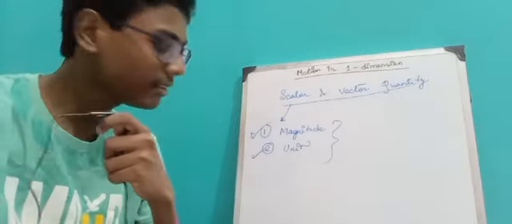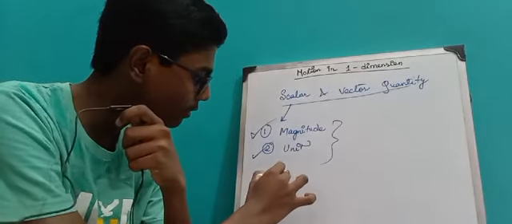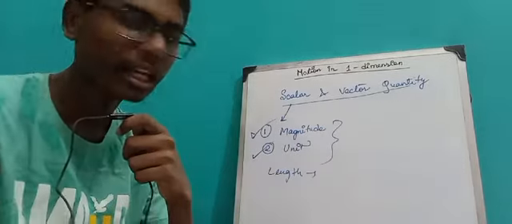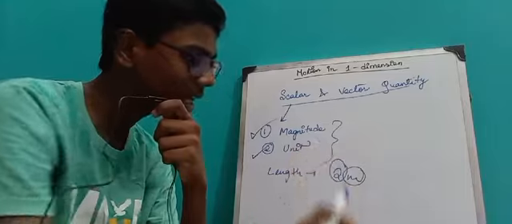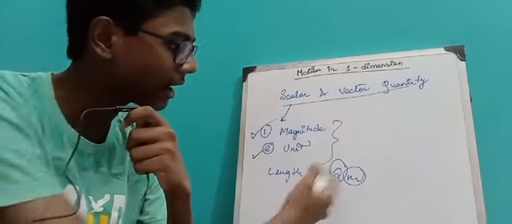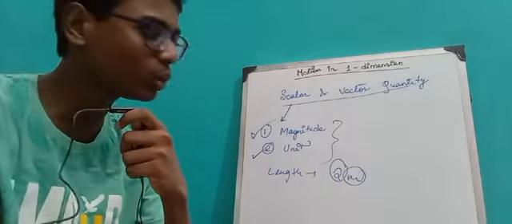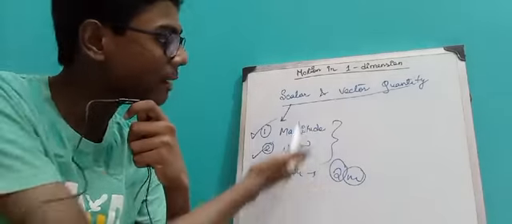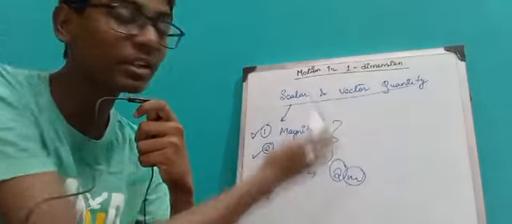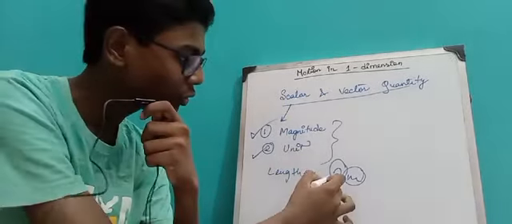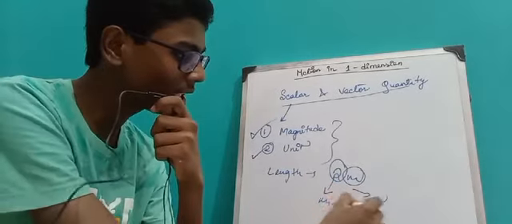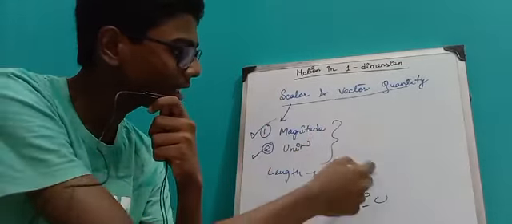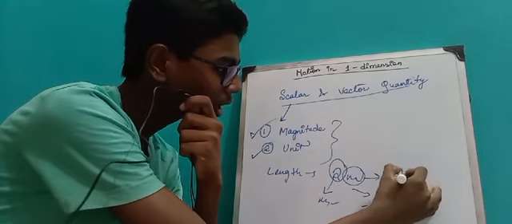Suppose I am telling length, say 2 meters. These are the two things that we need for the establishment of a scalar quantity. We have got our magnitude, we have got our unit. Both are there, so we can say that this is a scalar quantity.